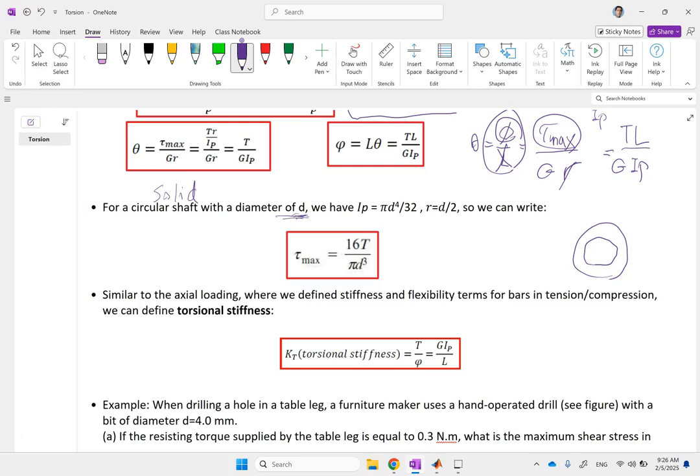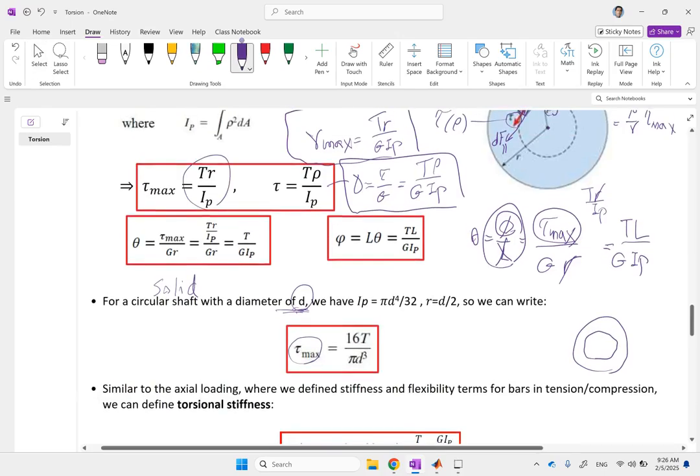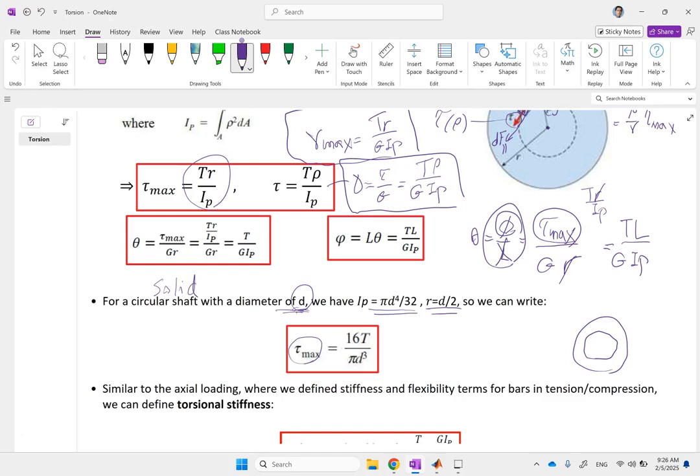So here, if it's a solid shaft with diameter d, then the maximum shear stress is coming from this formula. Remember, TR over IP. Now R is d over 2, and IP, the polar moment, is pi d to the 4 over 32. So if you simplify, the maximum shear stress is going to be 16T over pi d cubed. Okay, so you see the relation with d is 1 over d cubed. So if you make the shaft 2 times bigger in diameter, the maximum stress drops by a factor of 8. But if you make the torque 2 times bigger, the shear stress gets 2 times bigger. Okay, so you see that.